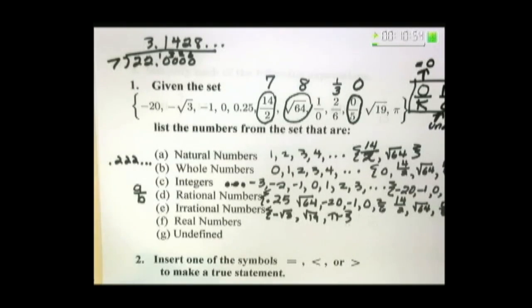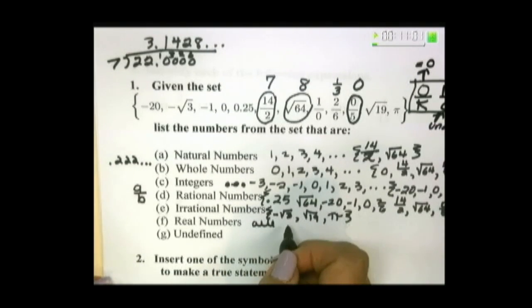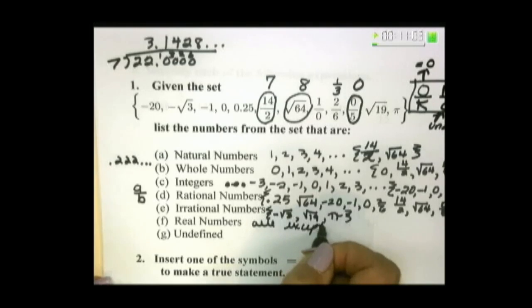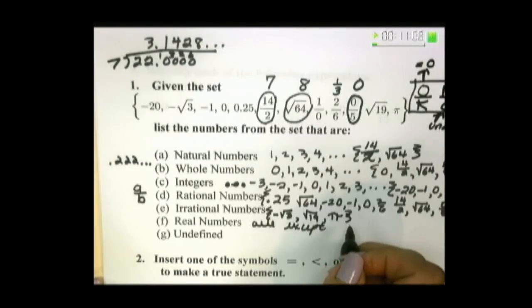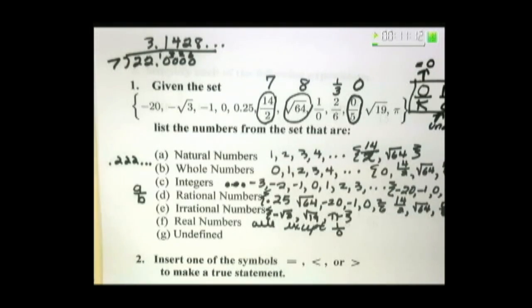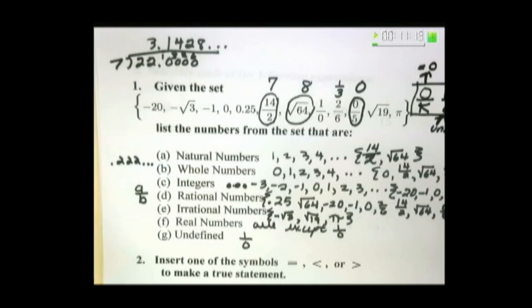Okay? Real numbers. Everything is real except what? Anything that's undefined. Everything on here is a real number, all except 1 over 0, because 1 over 0 is the only one on that list that's undefined. Okay? So are we clear on sets of numbers? Any questions? No? Okay.